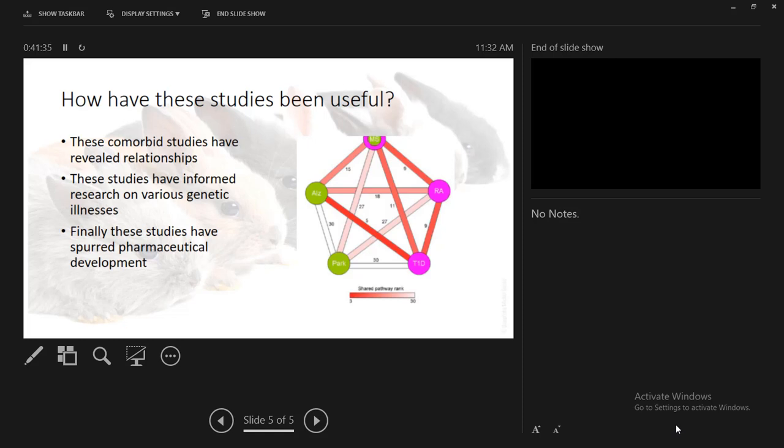All right, finally, these studies have spurred pharmaceutical development. And again, it's going back to the idea that with systems biology, we can develop pharmaceuticals that instead of altering nodes, alter edges. Okay? Instead of altering nodes, alter edges. And you know a really good way to do this? Don't have the target be a protein, but instead have the target be some regulatory element that influences that protein. Okay?